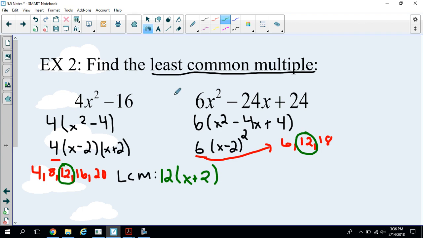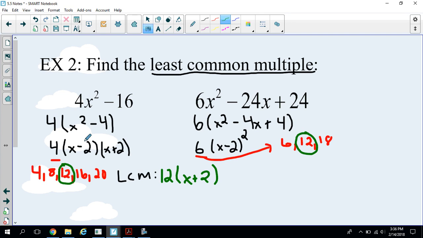Even though the 6 times (x minus 2) squared doesn't have it, if at least one of your factored forms has it, it has to be in the least common multiple. Now let's look. So we talked about x minus 2, but also notice on our other factored form, we have (x minus 2) squared. They have the same factors, but one of them has 2 of the x minus 2, one of them only has 1.